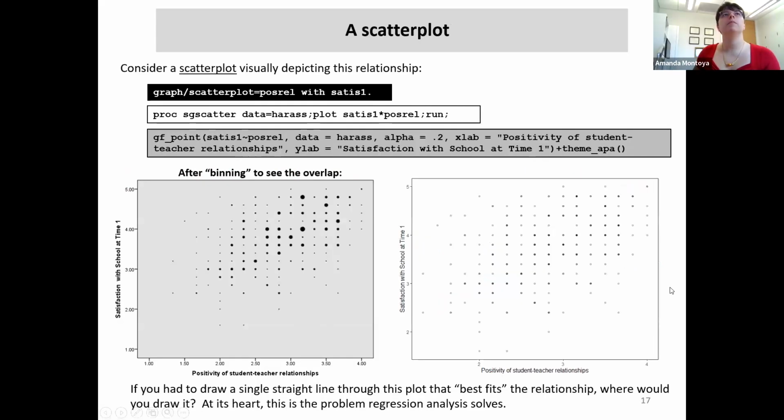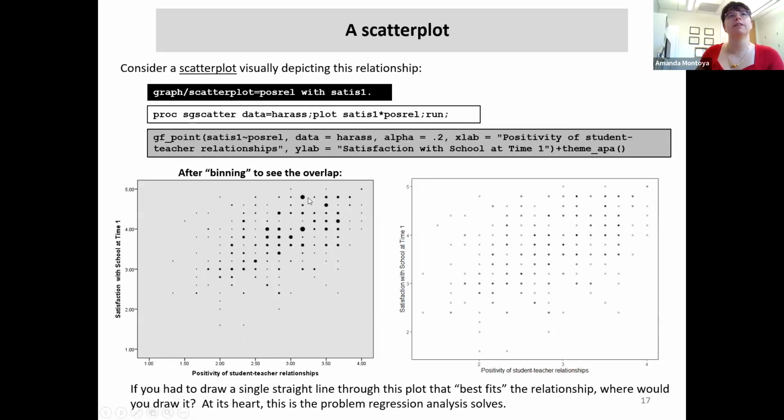So a core way of representing these relationships visually is with a scatter plot. And here I've given code for creating scatter plots in SPSS, SAS, and R. The basic idea with the scatter plot is we have positivity of student-teacher relationships on the x-axis, satisfaction with school on the y-axis, and the dots represent the individuals and their scores.